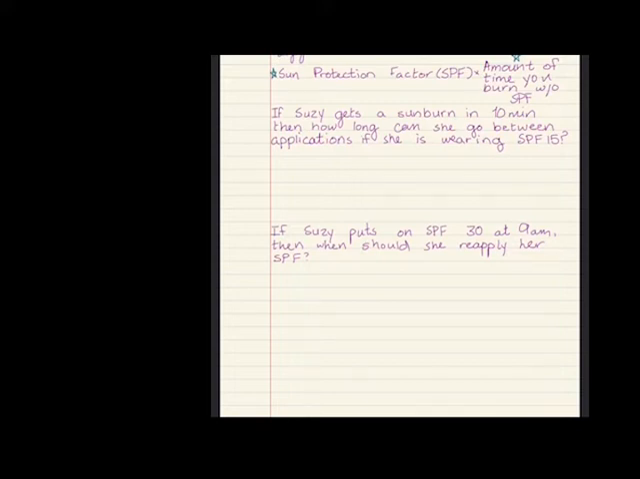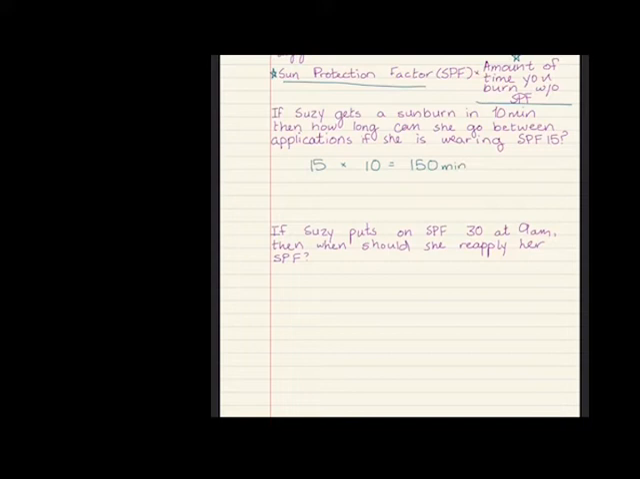So we're going to do 2 examples, and you will need to know how to do each of these moving forward. In our first example, we're just given the amount of time someone would burn and the SPF they're using, and we just need to figure out the number of minutes between applications. If our friend Susie gets a sunburn in 10 minutes, how long can she go between applications if she's wearing SPF 15? We multiply sun protection factor 15 by the amount of time that she would burn without SPF, times 10, and we get 150, and the unit for this is minutes.